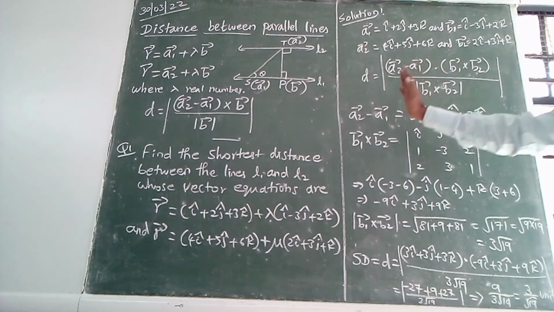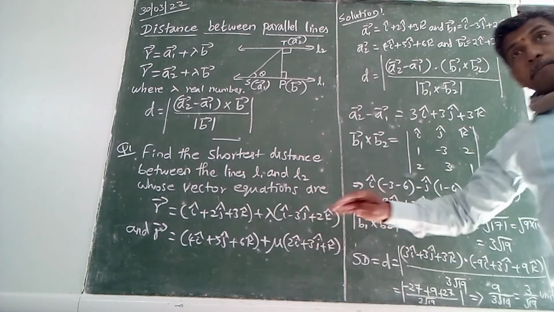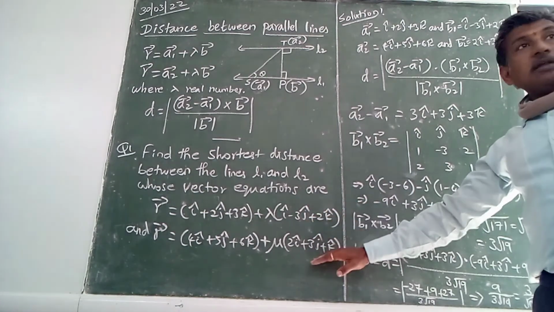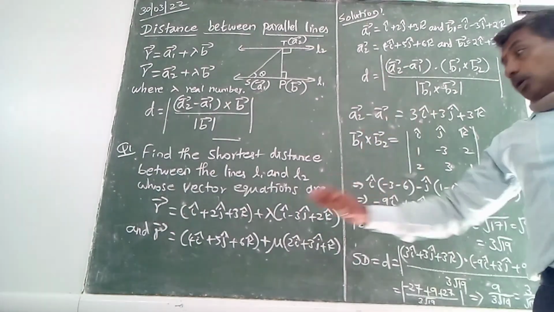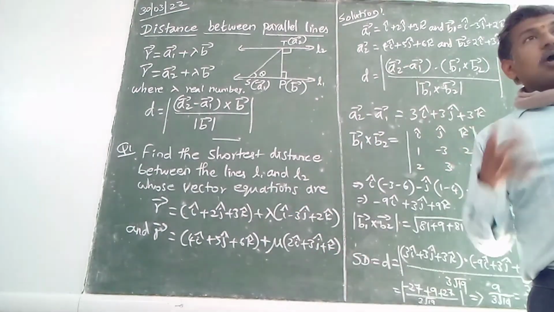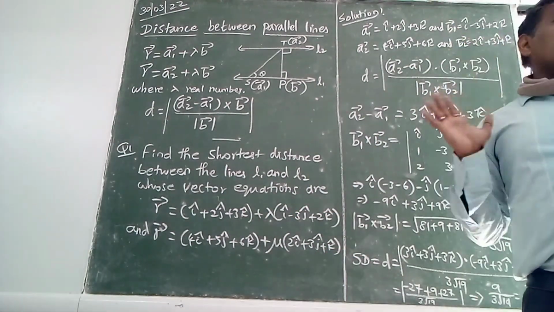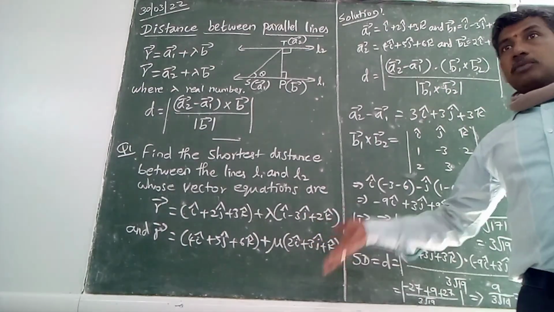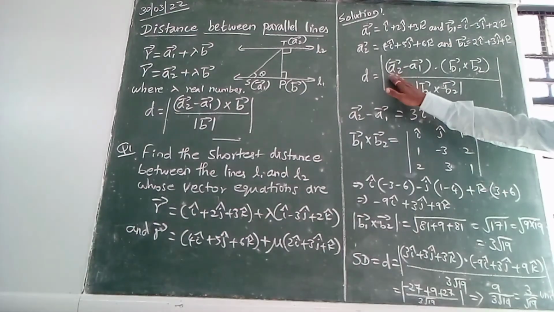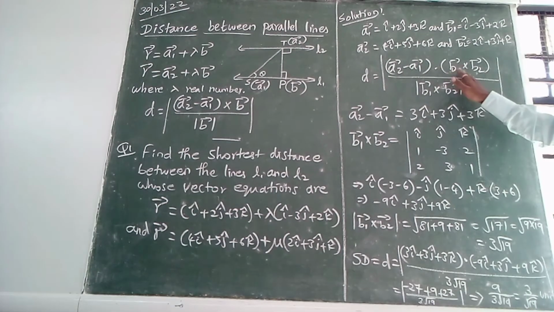So the distance formula we already know. This is a skew line case. If B is the same, equal in both lines, then we can consider them parallel. They are not the same. B1 and B2 are not the same, right? So they are not parallel, and we have to use this formula: (A2 vector minus A1 vector) dot (B1 vector cross B2 vector), all divided by the modulus of B1 vector cross B2 vector.